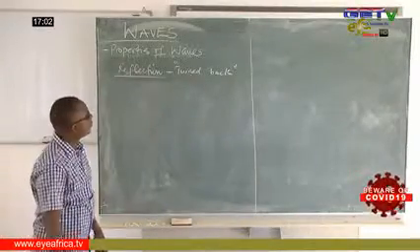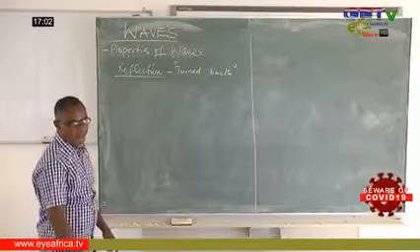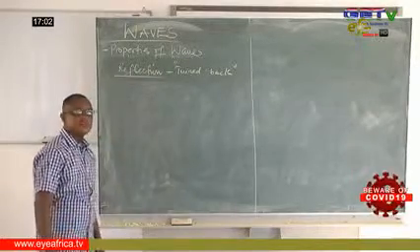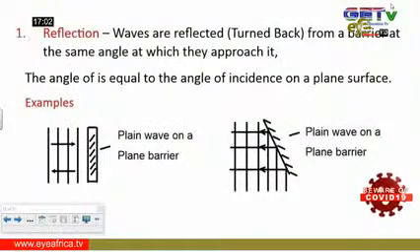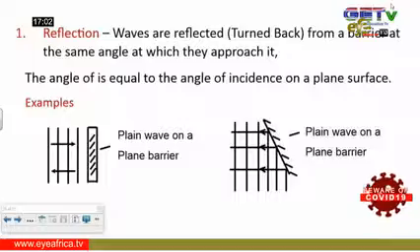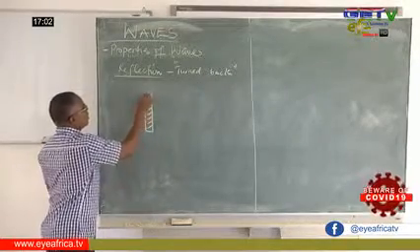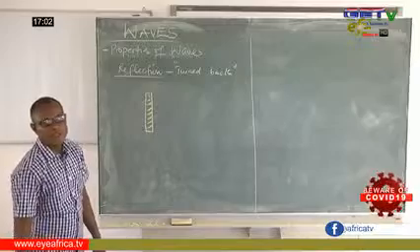Like if I have a plane surface, you see the reflection. First of all, I said the waves are reflected or turned back from a barrier at the same angle at which they are incident, if the barrier is a plane barrier. So let's look at the first barrier. The first barrier is a plane barrier. So let's look at the first one there. That is a plane barrier.